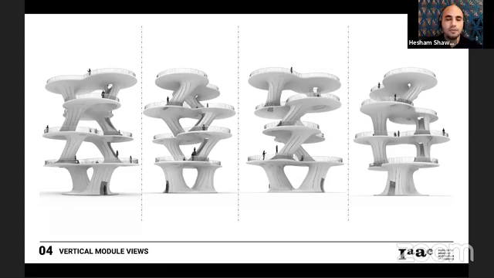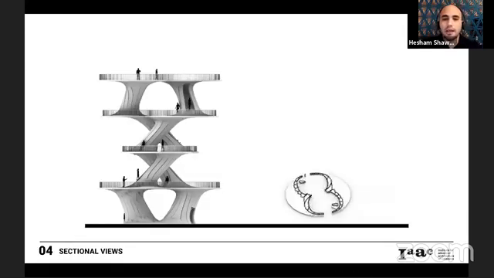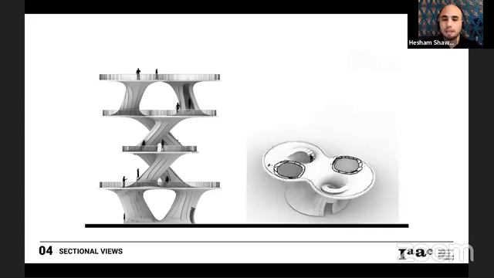And then we have different views, or different angles of views, of the tower, which show how people interact with the structure. And then a plan view shows the interior circulation that people can use to go up to different levels.